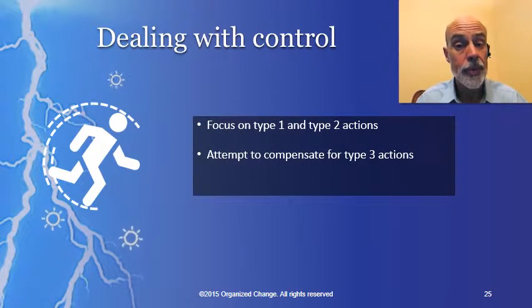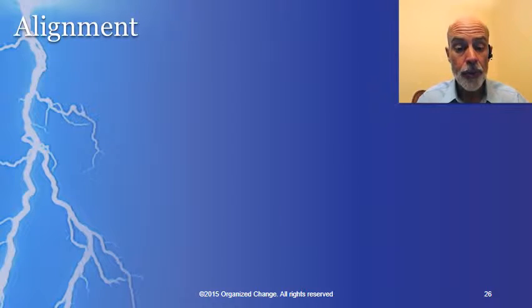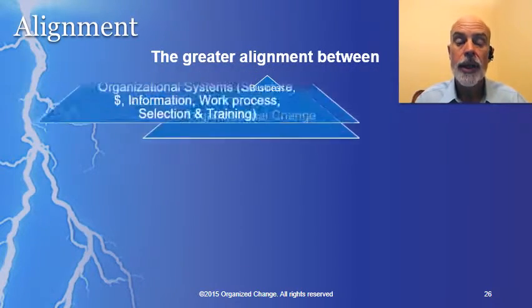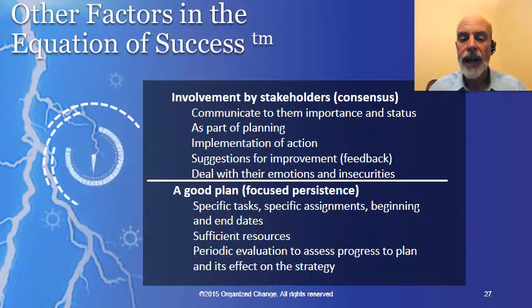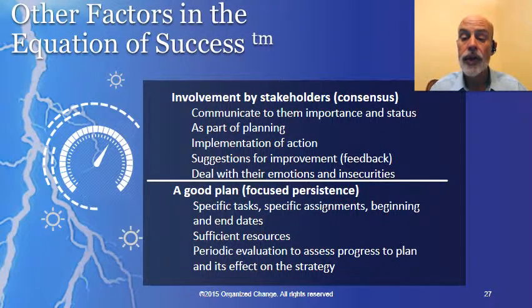You need to attempt to compensate for type 3 actions, that is, those things that you cannot control but you are affected by them. And hopefully by that particular point in time, you can actually start aligning things within your organization. You need to remember, as far as alignment is concerned, that the greater the alignment between the plan of action, organizational systems, the organizational changes that you make, and the business situations and goals, the more successful you will be. Other factors in the equation for success include involvement by stakeholders and a good plan.